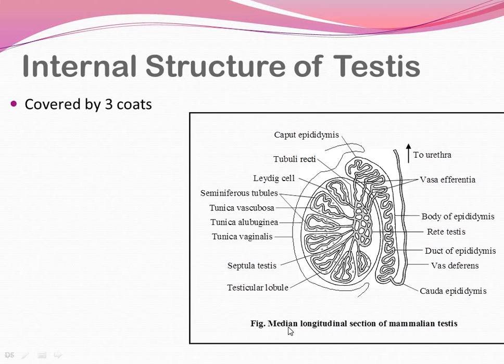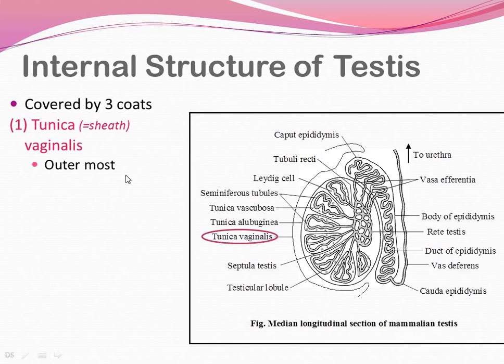Now if you go through a medial longitudinal section of the testis, you will find a structure like this. One by one we are dealing with this. Internally, it is covered by 3 coats. The first is the tunica vaginalis. Tunica refers to sheath, that is, cover, and vaginalis in Latin refers to outer, so it is the outermost layer in the testis.